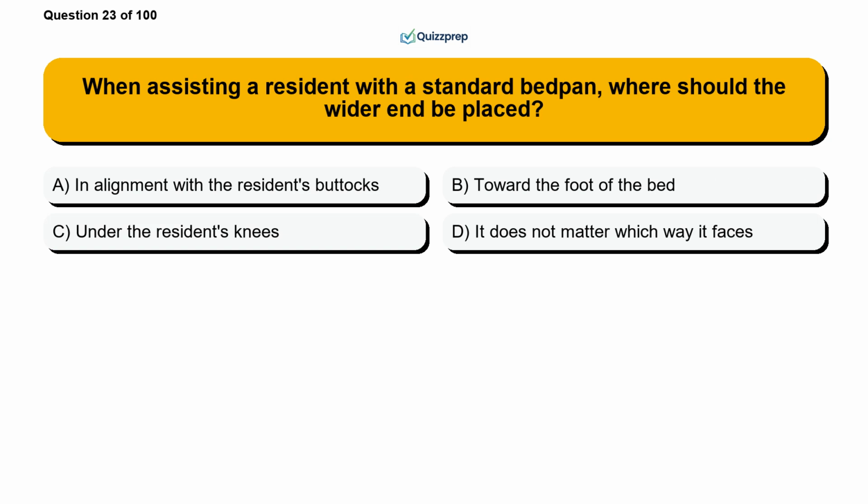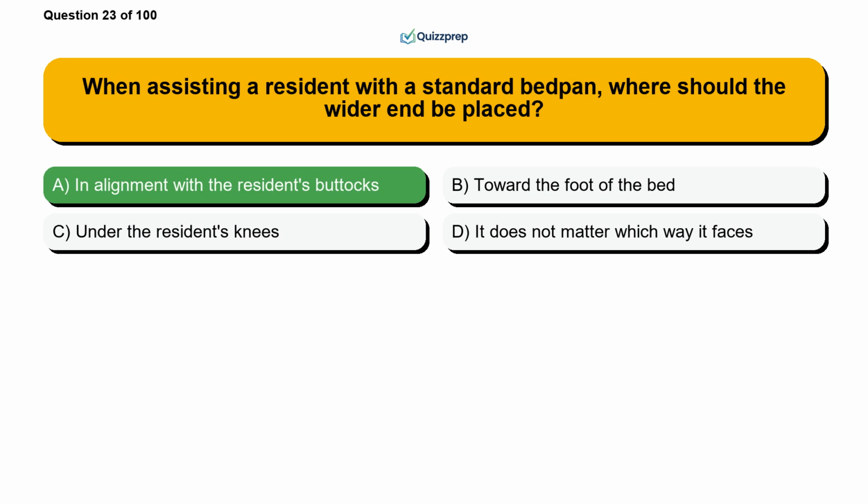Question 23. When assisting a resident with a standard bedpan, where should the wider end be placed? Option A. In alignment with the resident's buttocks. Option B. Toward the foot of the bed. Option C. Under the resident's knees. Option D. It does not matter which way it faces.